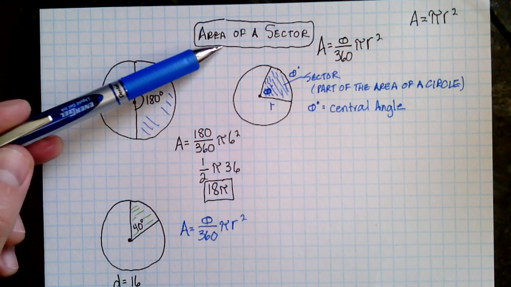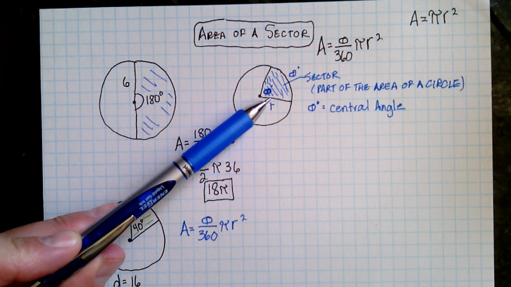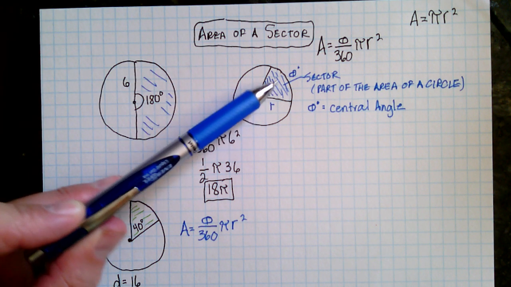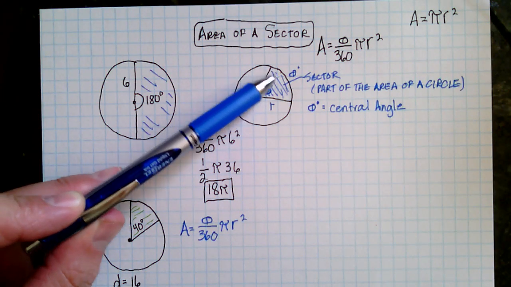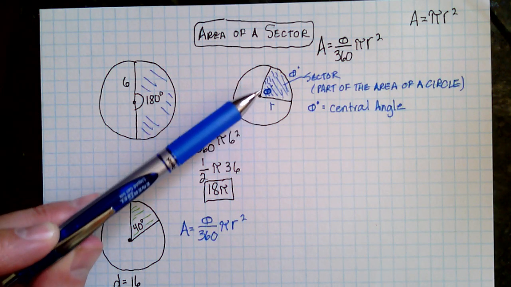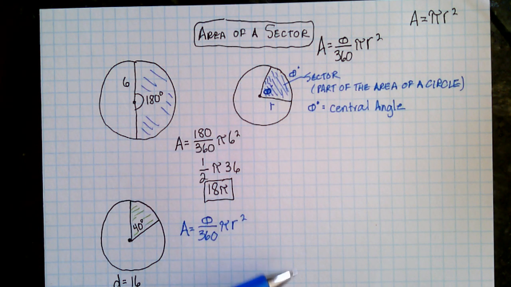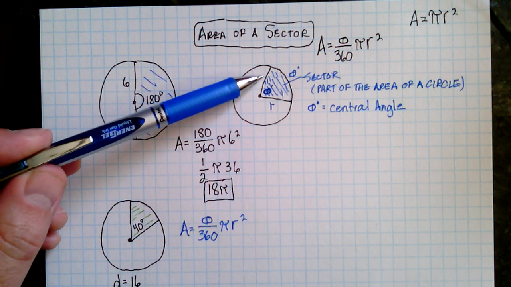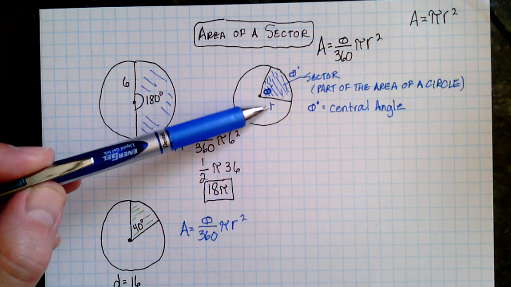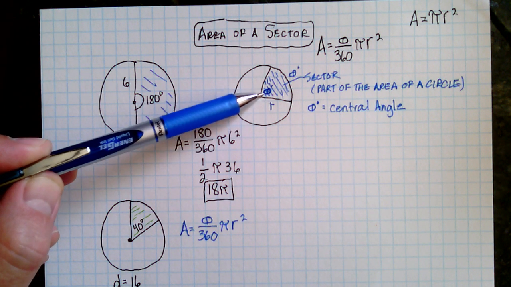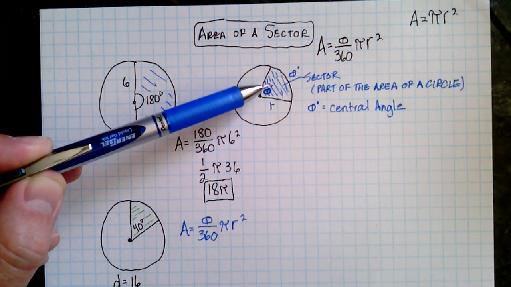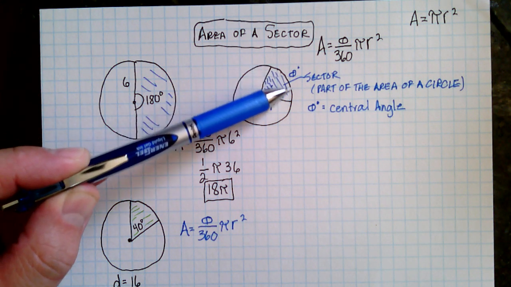So the area of a sector, understand what a sector is first of all. A sector is like this little piece of pizza here. It's a fractional part of the area of a circle. Okay, so when you have this sector, there's a central angle, right? That's equal in measure to the arc that it intercepts.